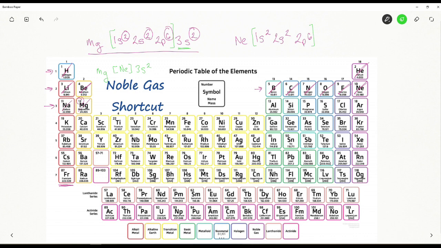So to use the noble gas shortcut, of course, you must use a noble gas. Here are your noble gases, on the far right-hand side of the periodic table. You must use one of those. You cannot pick and choose which element you want to use. You must use a noble gas. It must be a noble gas that has fewer electrons than the element that you are giving the electron configuration for. So I'm going to clear the periodic table off again, and we're going to do an example of this.